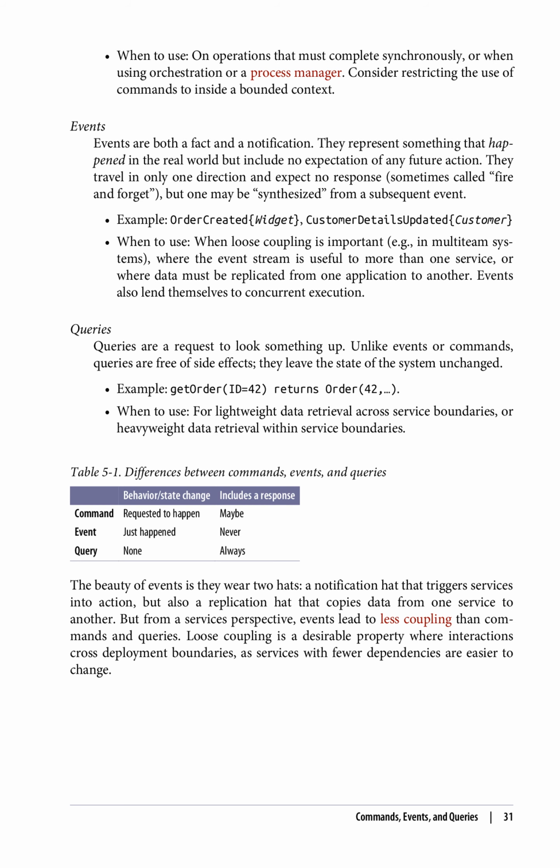Events. Events are both a fact and a notification. They represent something that happened in the real world but include no expectation of any future action. They travel in only one direction and expect no response, sometimes called fire and forget, but one may be synthesized from a subsequent event. Example: order created, customer details updated. When to use: when loose coupling is important, for example, in multi-team systems, where the event stream is useful to more than one service, or where data must be replicated from one application to another. Events also lend themselves to concurrent execution.